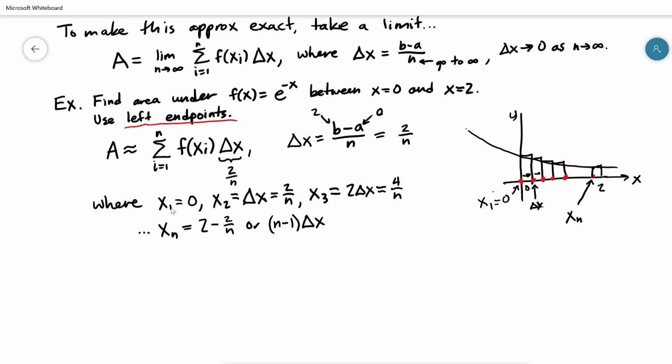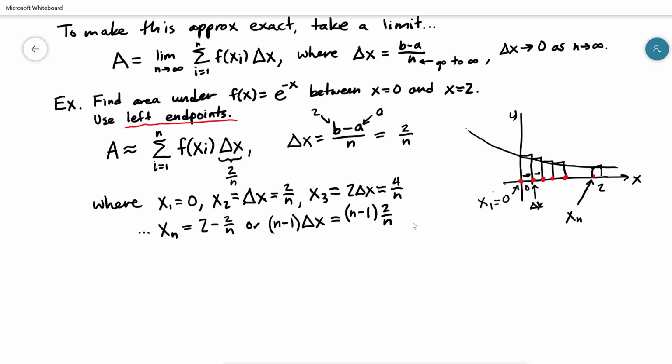How many delta x's is always 1 less than whatever the subscript i is here. So when i is 1, we're at 0 delta x's. When it's 2, we are at 1 delta x. When it's 3, we are at 2 delta x's, and so on. So when it's n, I'm going to be at n minus 1 delta x's. And another way to write that would be, again, n minus 1 times 2 over n. That would be another way to write that one.